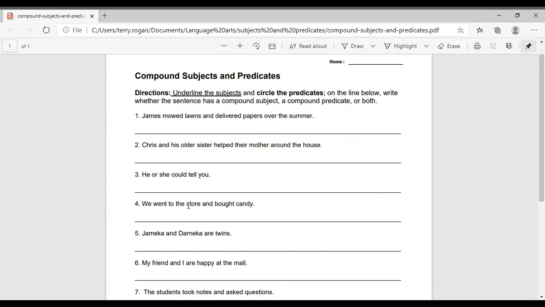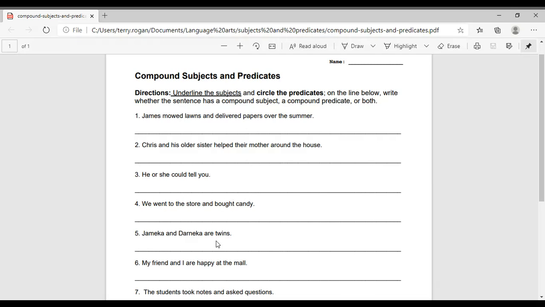Let's look at sentence number 4. We went to the store and bought candy. Who or what is this sentence about? It's about we. We are the subject. What did we do? We went to the store and bought candy. So we did two things. Went to the store is one of them. Bought candy is the second one. So this has a compound predicate.